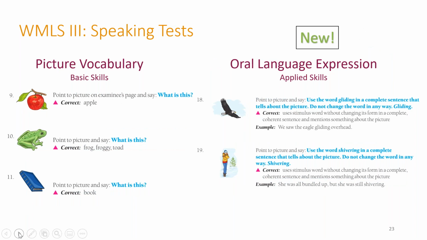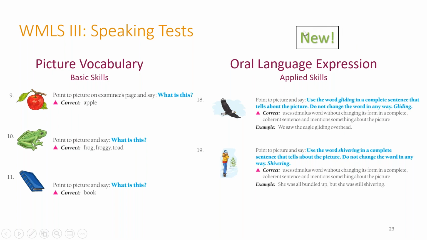For the speaking tests, again, for basic skills, this picture vocabulary looks very similar to the other measures that I mentioned before. So your job is to point to a picture on the examinee's page and say, what is this? You know, an apple, point to the picture and say, what is this? So very simple, very similar to picture vocabulary that you'd find in the WJ.